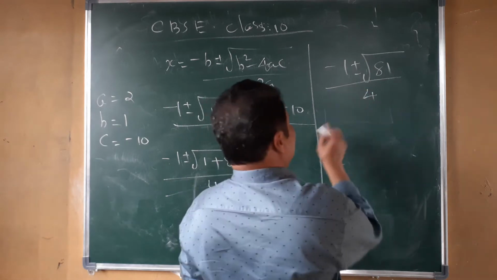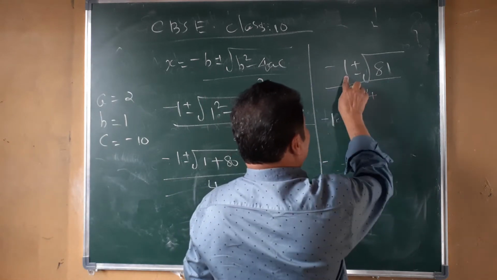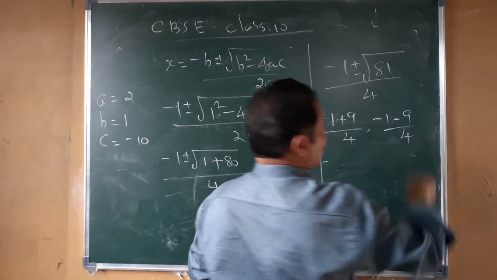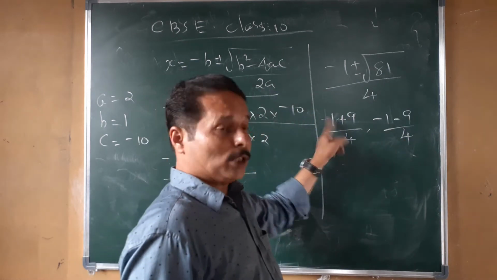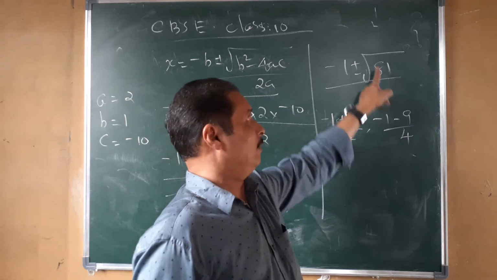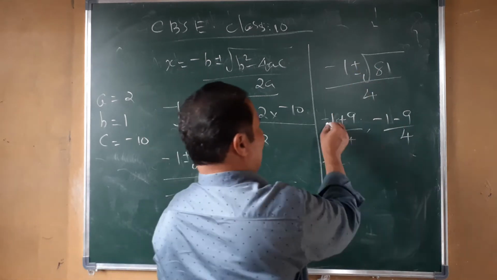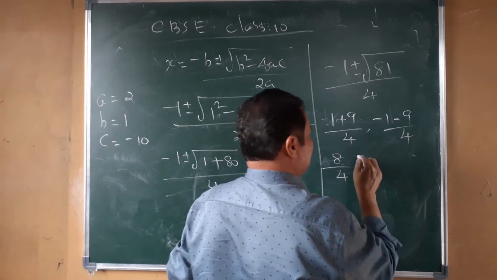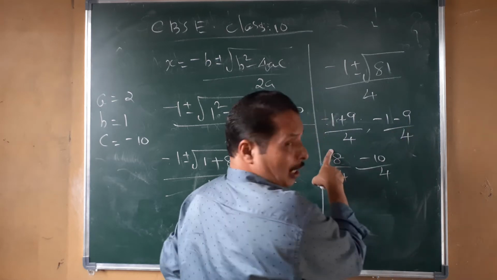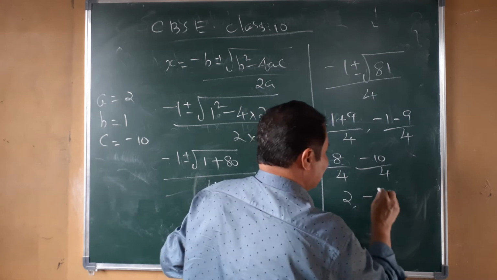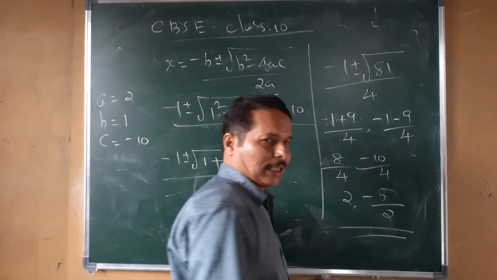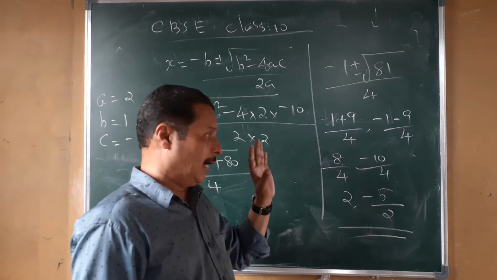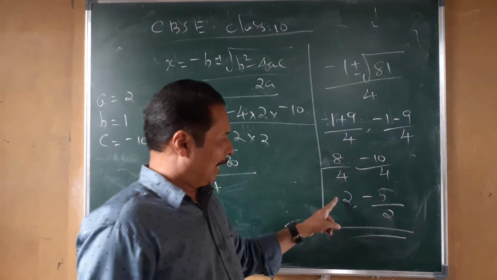Then the root of 81 is 9. So minus 1 plus 9 by 4, and the other answer is minus 1 minus 9 by 4. One root is positive and the other is negative. Minus 1 plus 9 is 8 by 4, which is 2, positive. The other is minus 10 by 4, which is minus 5 by 2. Length and breadth are measurements, so they are always positive.